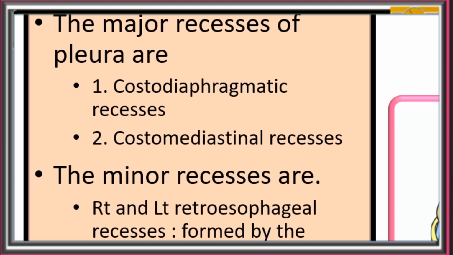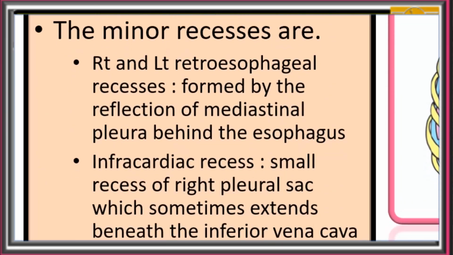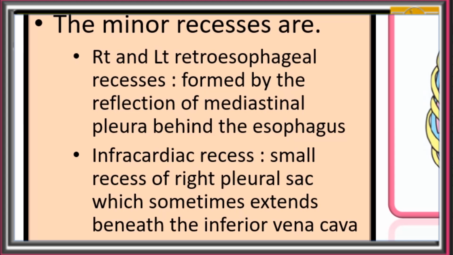We have other recesses called the minor recesses. We have the right and left retroesophageal recess, and this is formed by the reflections of the mediastinal pleura behind the esophagus. We also have the infracardiac recess, which is actually a small recess of the right pleural sac, and sometimes it extends beneath the inferior vena cava.